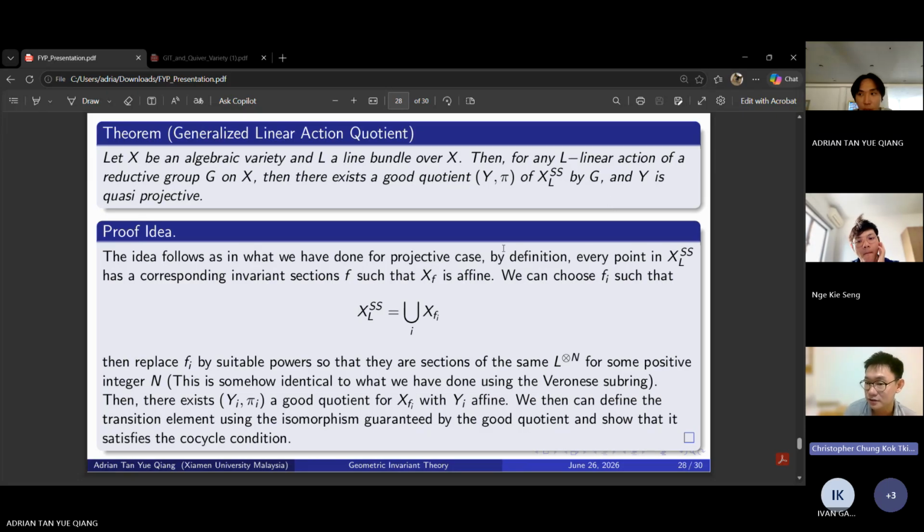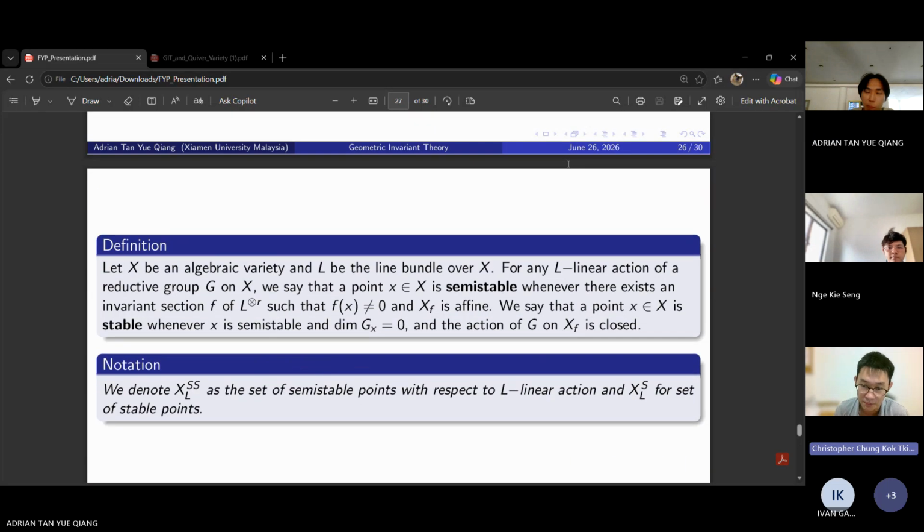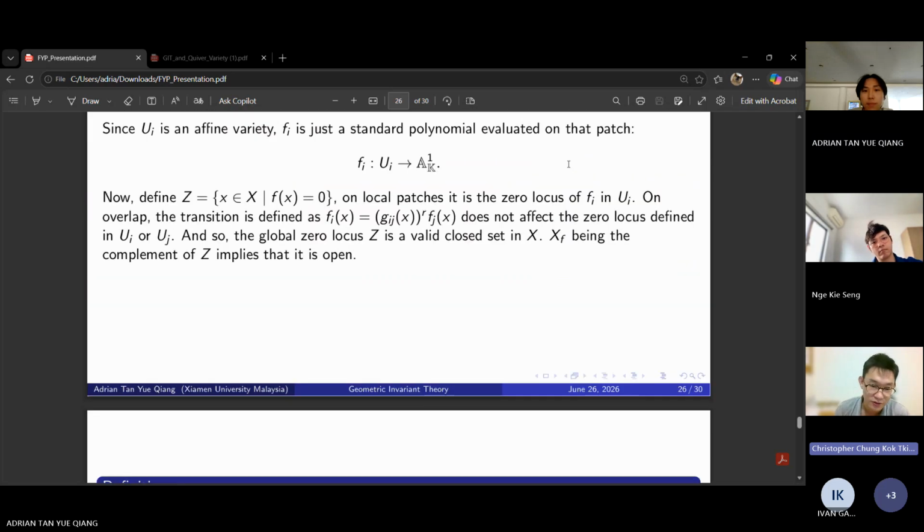The Veronese subring is where you take a common degree. You literally make everything a multiple of a degree d. What I forgot is how you get the degree d. It is a subring for fixed degree d. So it is a subring corresponding to the Veronese embedding. Yes. Okay, never mind.